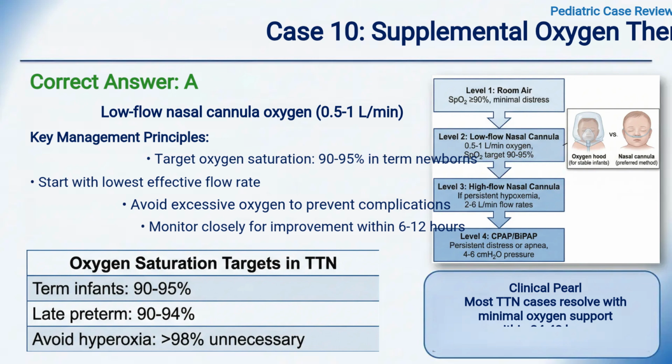Level 1 is room air for infants with oxygen saturation above 90% and minimal distress. Level 2 is low-flow nasal cannula at 0.5 to 1 liter per minute, which is appropriate here because the saturation is 88% with mild distress, targeting 90 to 95%. Level 3 is high-flow nasal cannula at 2 to 6 liters per minute for persistent hypoxemia. Level 4 is continuous positive airway pressure at 4 to 6 centimeters of water for persistent distress or apnea.